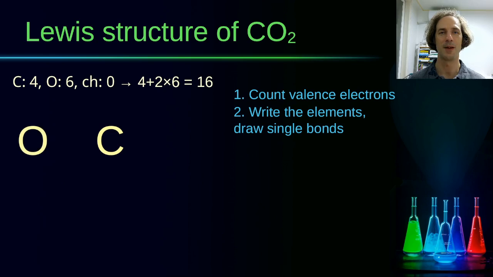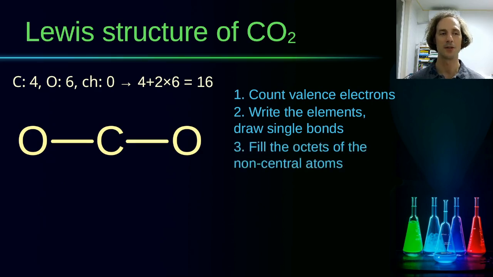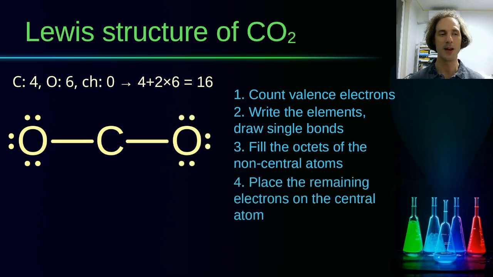Next, we can draw the basic structure of this molecule by writing down the symbols of the elements for the atoms and connecting them by single bonds. And we can fill up the octets of the non-central atoms, which will mean these oxygen atoms. They all need 6 additional electrons to have 8. So we will give them these electrons and then we should put the remaining electrons on the central atom, but we already used up all 16 valence electrons that we have.